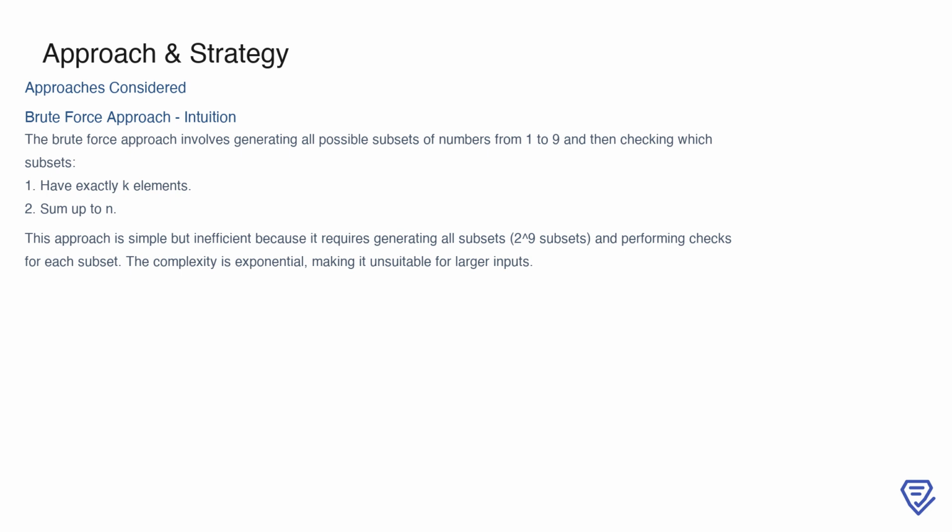While this approach is conceptually simple, it's extremely inefficient. Generating all subsets of the numbers 1 to 9 involves creating 2 to the power of 9 subsets, and then we need to perform checks on each of them. This results in an exponential time complexity, which makes this method impractical, especially as the input size grows larger. So while it's a good starting point to understand the problem, it's clear we need a more efficient solution.